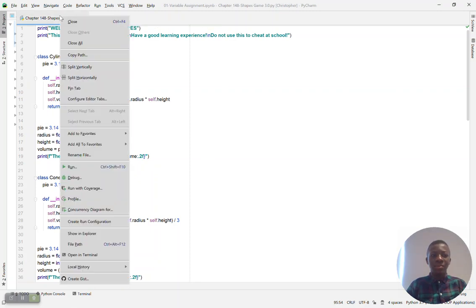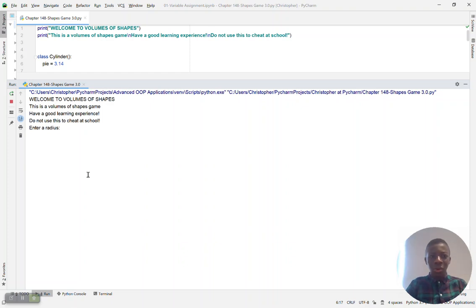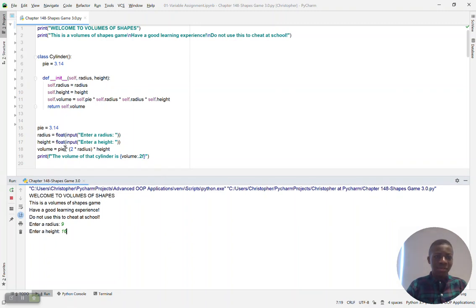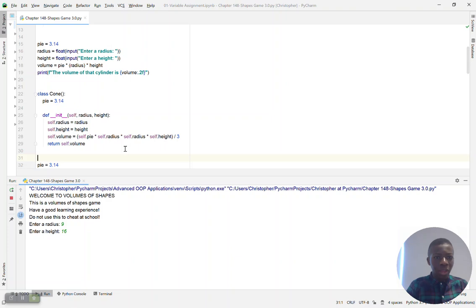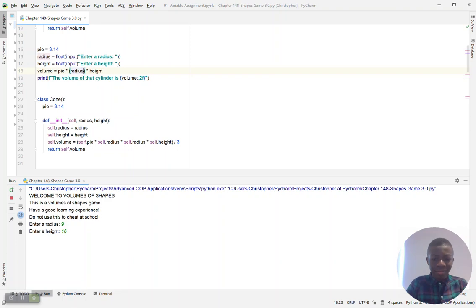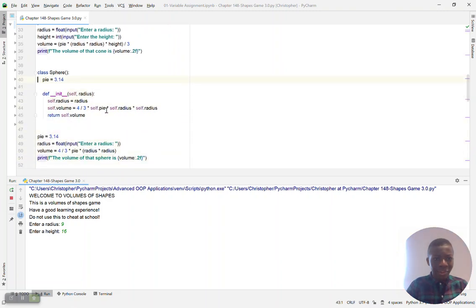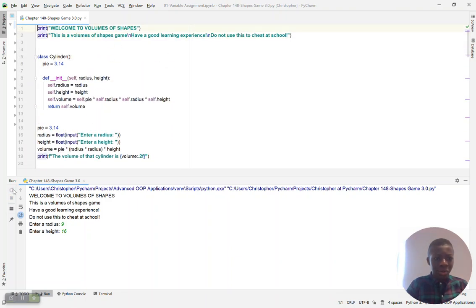Here's the code, we're going to run it. Let's enter a radius and height, we're going to say 16, and it gives us our answer. But before we see the answer, let's see if we can get this ourselves. So pi times radius squared, my mistake. I also did the same thing with the cone. Lucky I came back to run this, right? Good. So we're going to rerun this again.